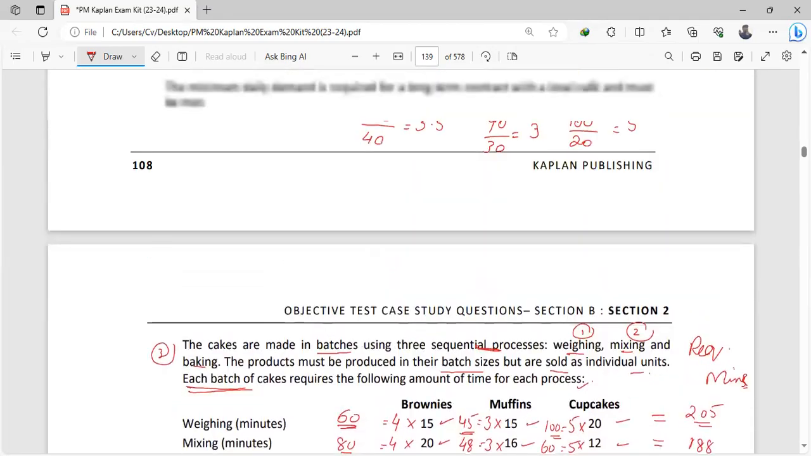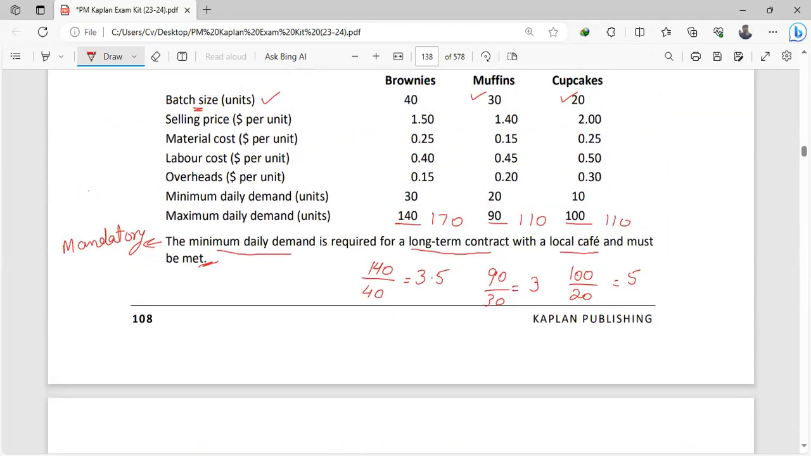Those steps are, step number one is throughput per unit. What is throughput per unit? Throughput per unit is sales minus material cost. So 1.5 minus 0.25 means throughput contribution per unit is 1.25. Here we have 1.4 minus 0.15. So we have a throughput contribution of again 1.25, and then we have 2 minus 0.25, we have a throughput contribution of 1.75. So this is our throughput contribution per unit.